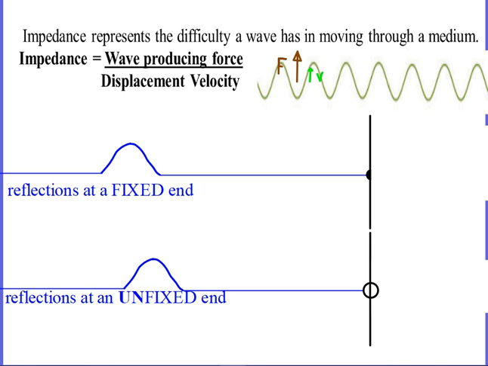And contrary, if for that same force you got a large displacement velocity, what would that mean for the impedance? Please fill in the worksheet.